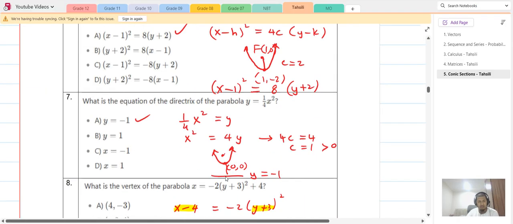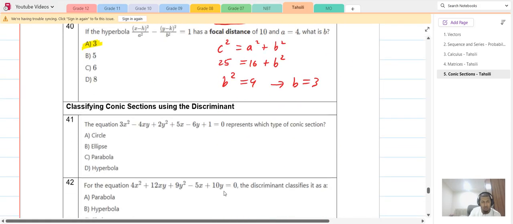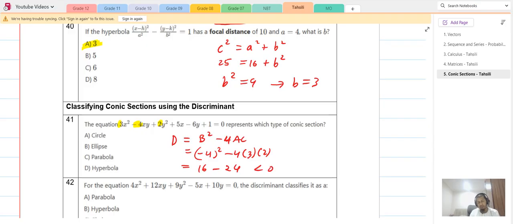Now let's look at these equations, classifying 41 to 45. Let's classify these conic sections. So we have a, b, c here. The discriminant is b squared minus 4ac. B squared is minus 4 squared, minus 4, a is 3, and c value is 2. So we got 16 minus 24, and that's less than 0. So what happens when 16 minus 24 is less than 0? We get an ellipse.